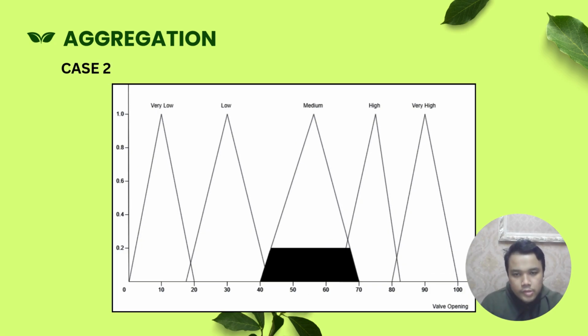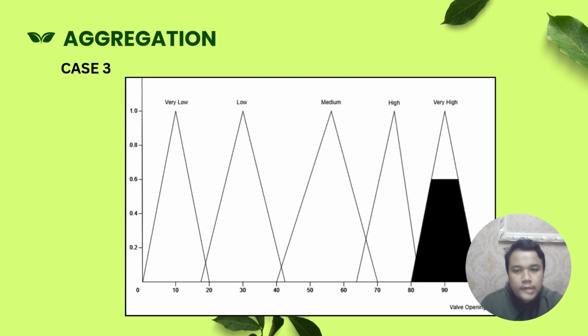This also goes the same for case 2. By referring to the rule evaluation in case 2, we see the degree of membership and what kind of valve opening is being used for this case. Next is case 3. It's also the same: by referring to the rule evaluations in case 3, we see which valve opening is being referred to and which degree of membership is being used.